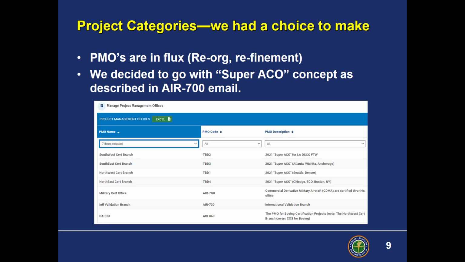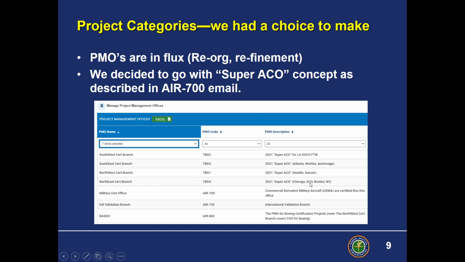Well, here is a depiction of those super ACOs. So Southwest CERT branch, that's the old LA, the DSCO, and Fort Worth. Southeast consists of Atlanta, Wichita, and Anchorage, which, if you know your geography, you know it's not very south or very east. The Northwest CERT branch is Seattle and Denver.